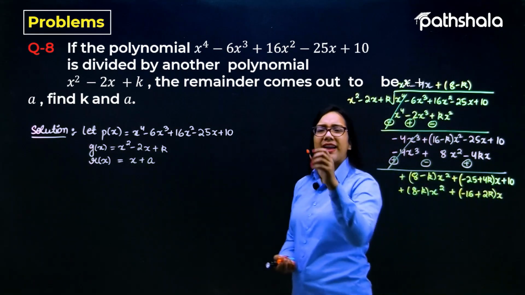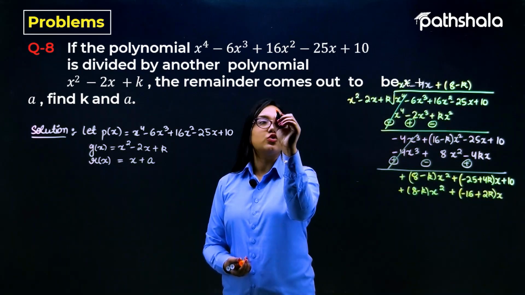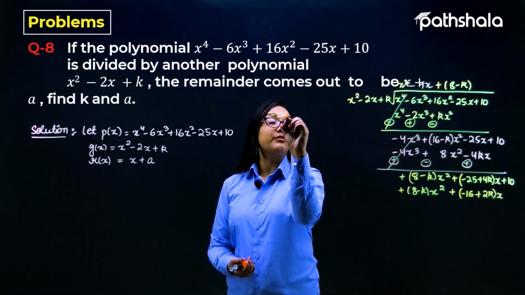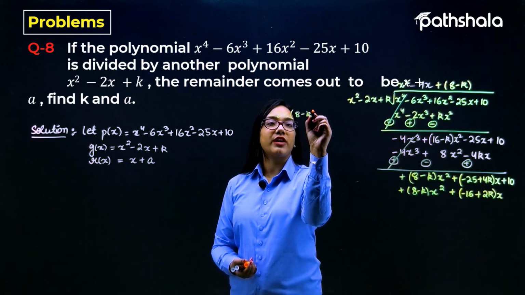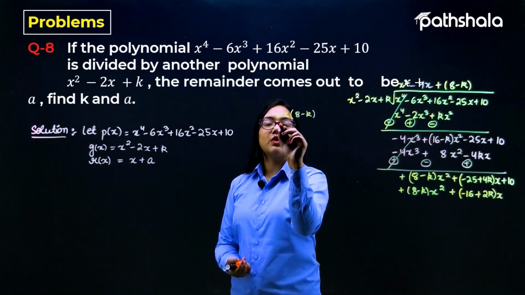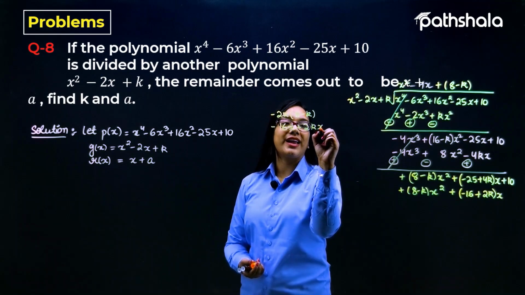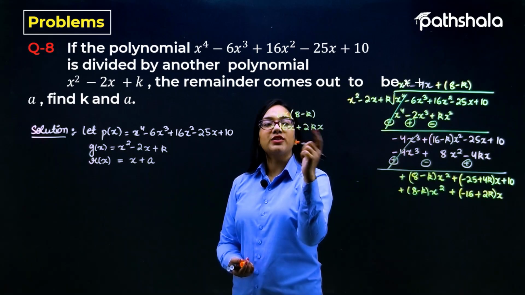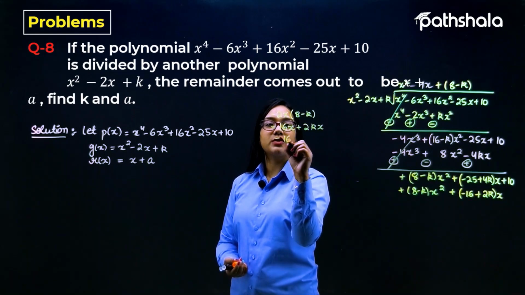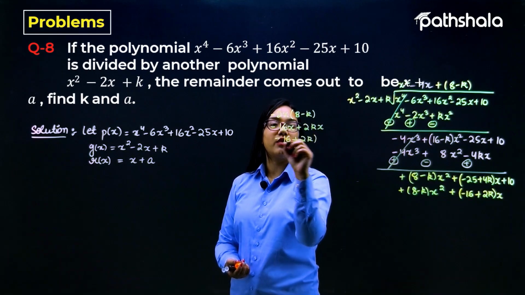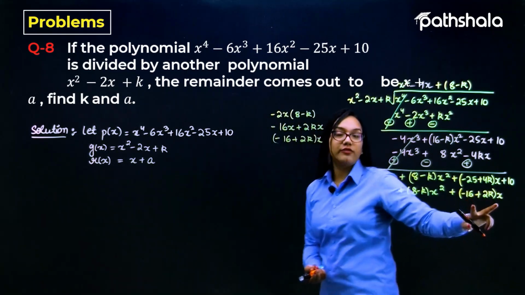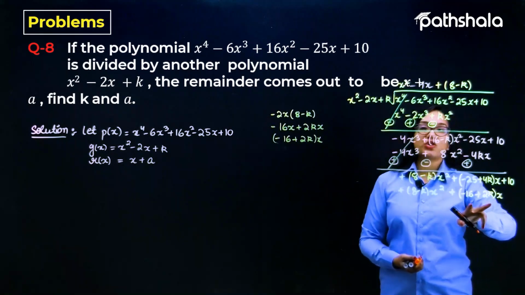You can multiply it over here as well. As we can see, we are multiplying minus 2x with 8 minus k. We will get the answer as minus 16x plus 2kx. So I'm taking x common out of it, so it would be minus 16 plus 2k of x. It means we can write it in this form: minus 16 plus 2k x.